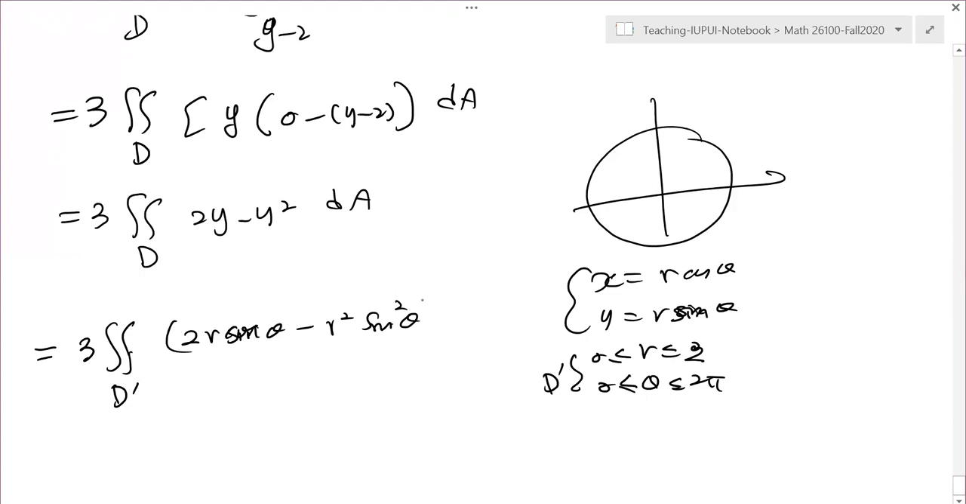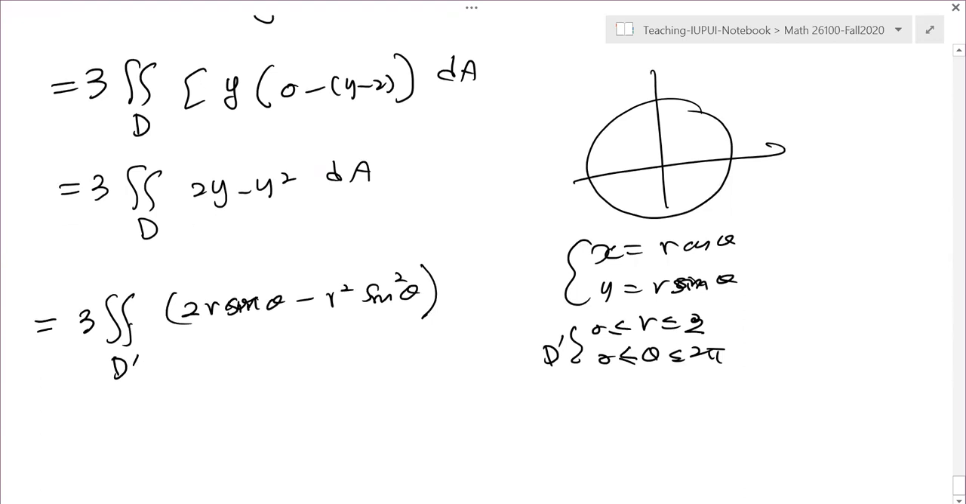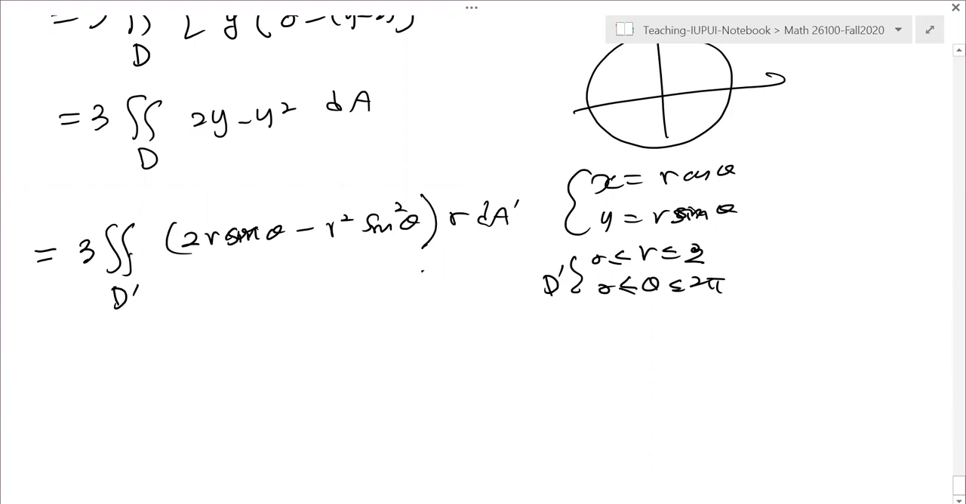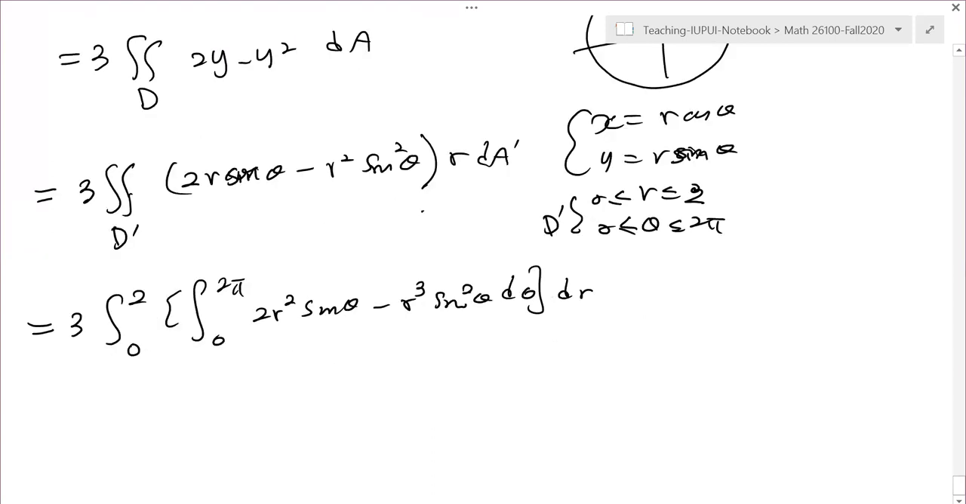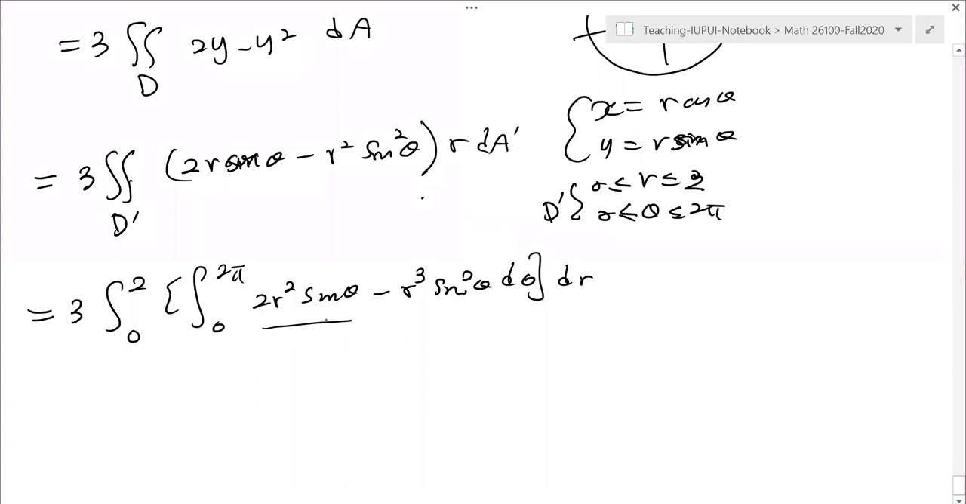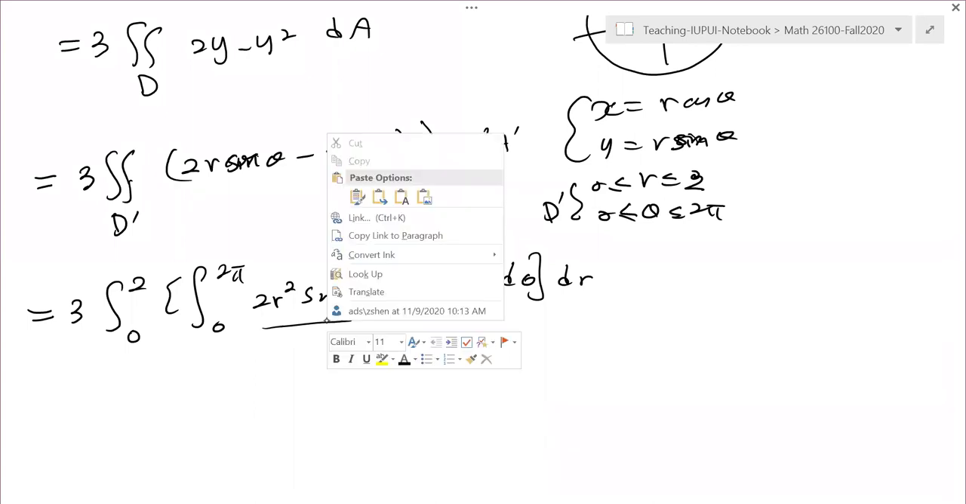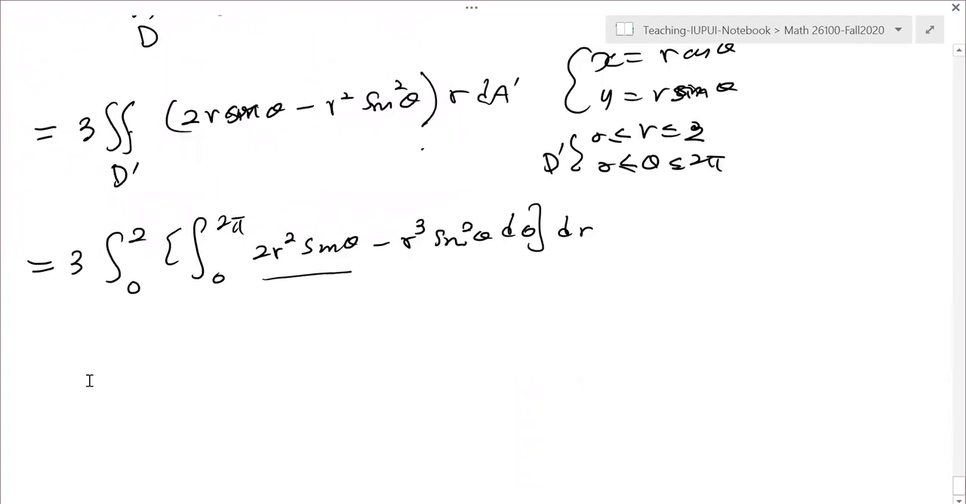Okay. And what is dA? Okay. What is dA? And dA is just r dr d theta, okay? So dA prime, polar coordinates. Okay. So this is going to be the integral from 0 to 2, and from 0 to 2 pi, and I have 2r squared sine theta minus r cubed sine squared theta, d theta and dr. The integral of the first one must be 0. Why? Because the integral of sine theta from 0 to 2 pi must be 0. So you only need to calculate the second part. It's minus 3.